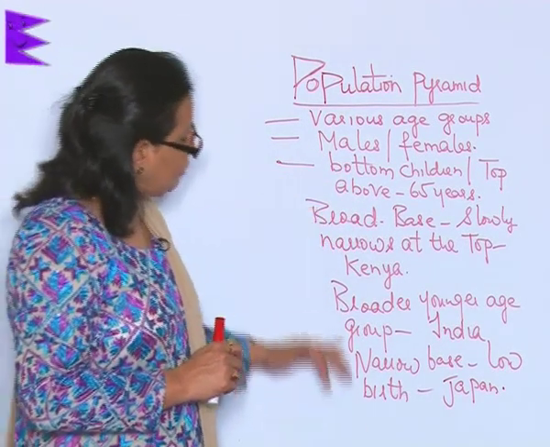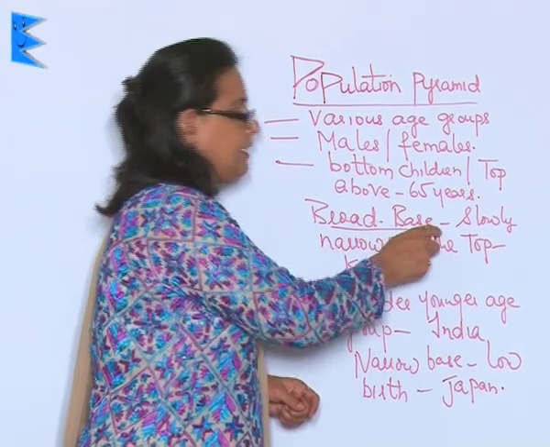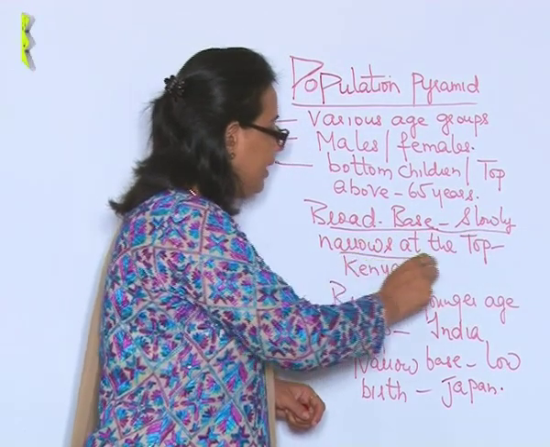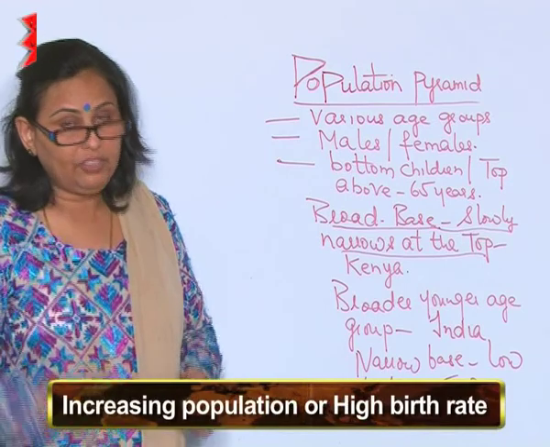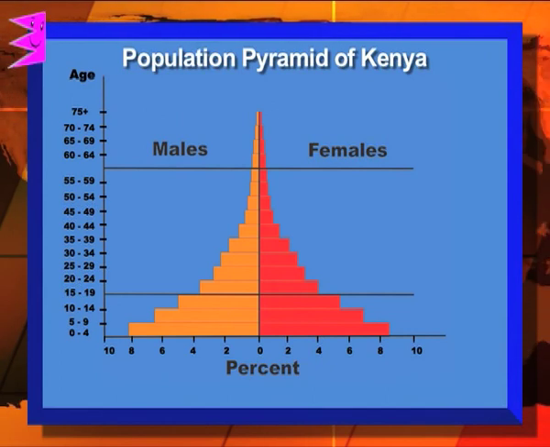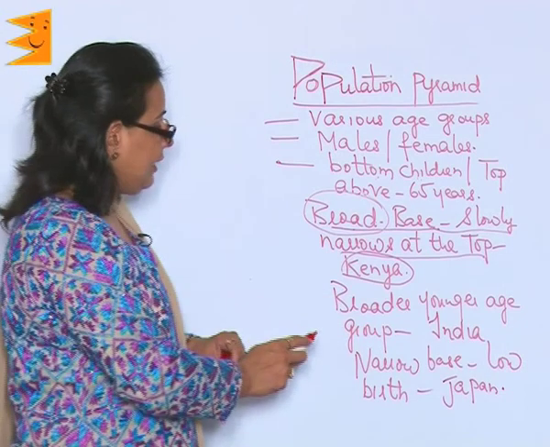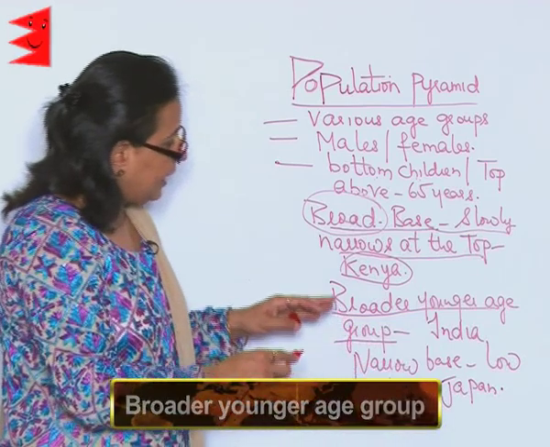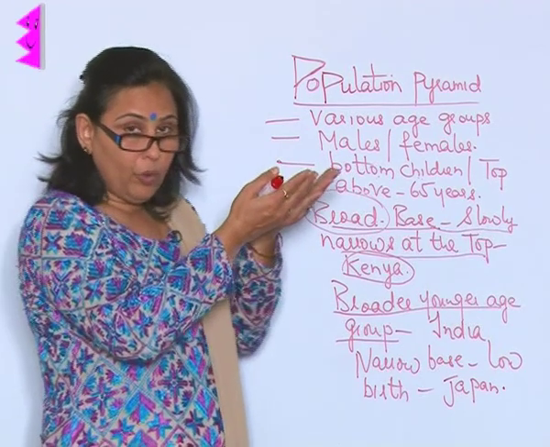Now, there are various pyramids that you will come across. If you see a pyramid with a broad base, slowly narrowing at the top, this means the population is increasing or the birth rate is high, and the example is Kenya. You see, the base is broad, which means that at the bottom we have children, therefore the number of births is more. When I talk of a broader younger age group, that is, the middle is a little broader, the number of children are growing into adulthood.